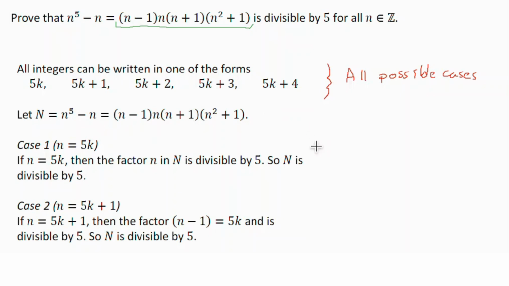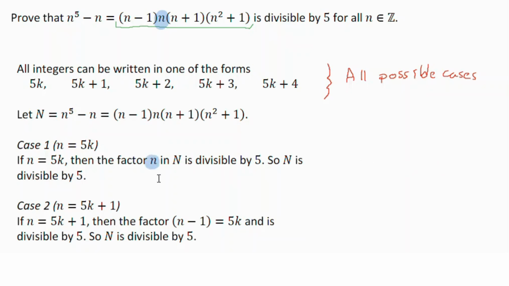So then we analyse each case. The first case, case 1, is when n is equal to 5k. So that is substituting into here a multiple of 5. If we do that, then the factor n here is going to be divisible by 5 because it's a multiple of 5. If that is a multiple of 5, then the whole thing is a multiple of 5. And so we have shown that when n is equal to 5k, that thing must be divisible by 5.